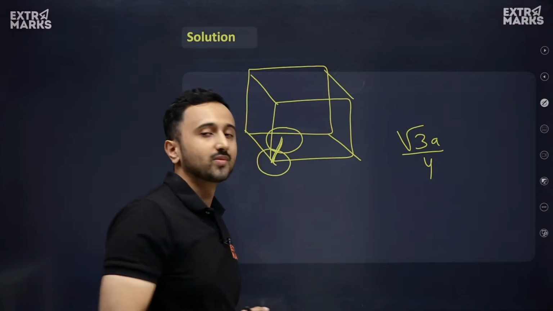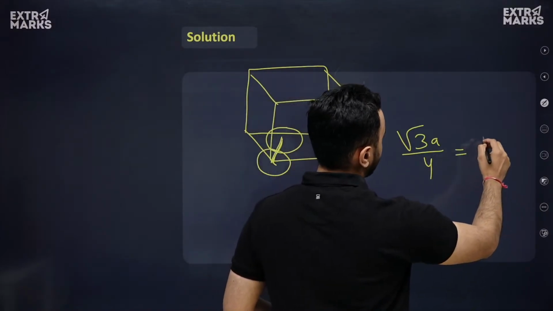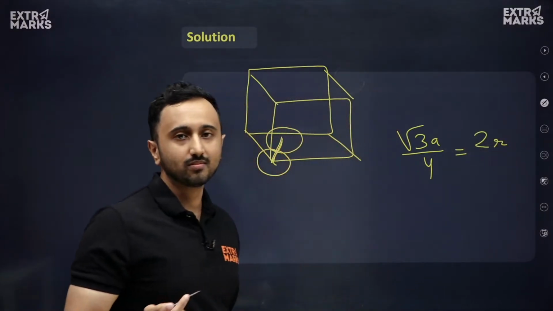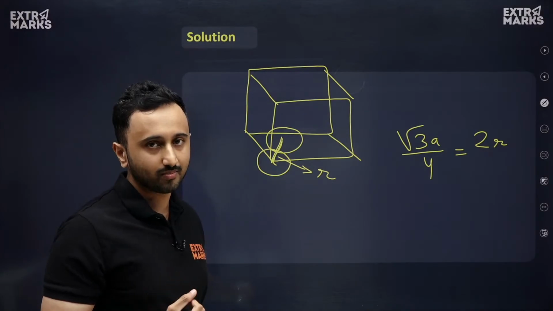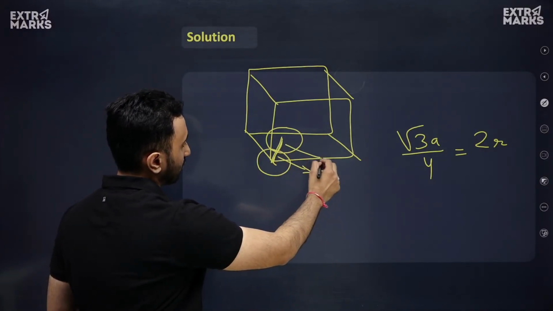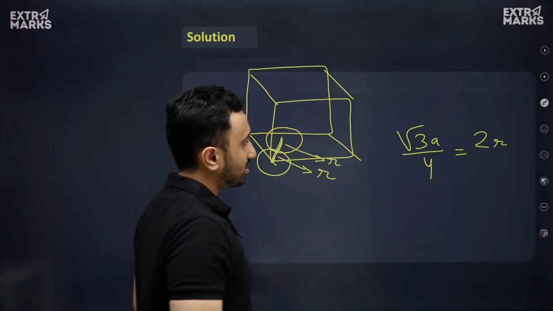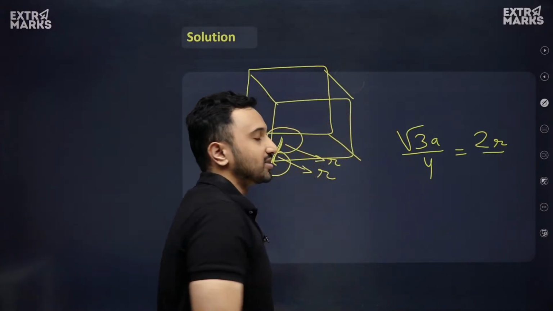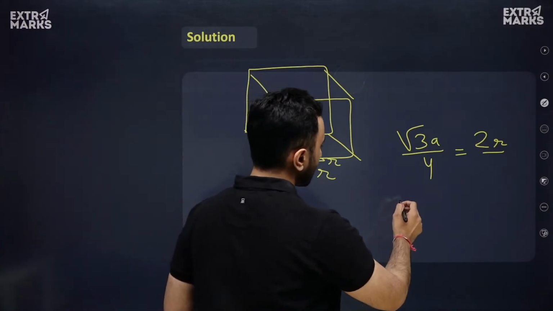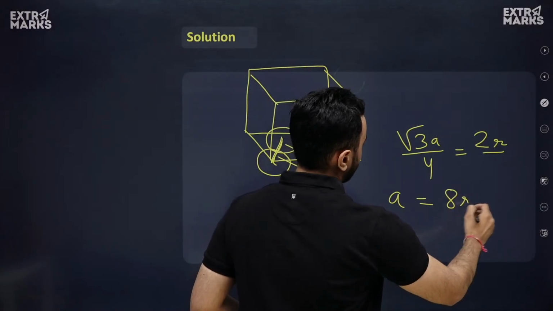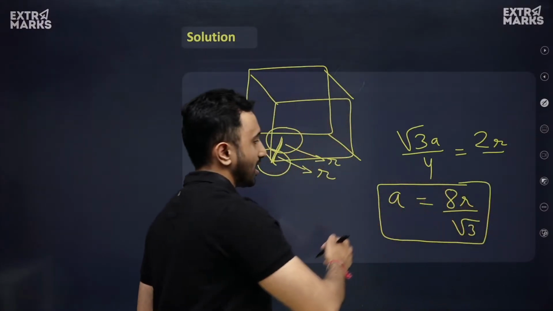We already know the distance between corner and tetrahedral void, and this value should be equal to 2r. Why 2r? Because it's very easy. r is the radius of this atom, and one more r is coming from this particular atom. So when you add these terms, r plus r, it will be 2r. Now from this equation we have the relation between r and a. So a will be equal to 8r divided by root 3. So now we also have the relation between a and r.